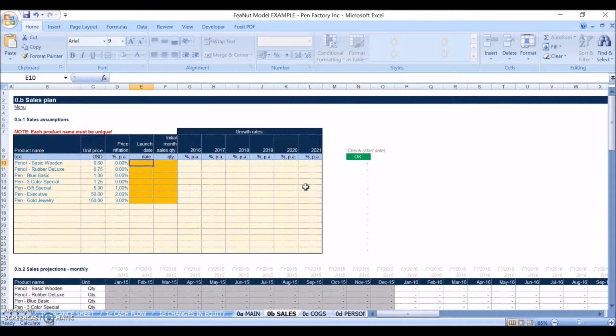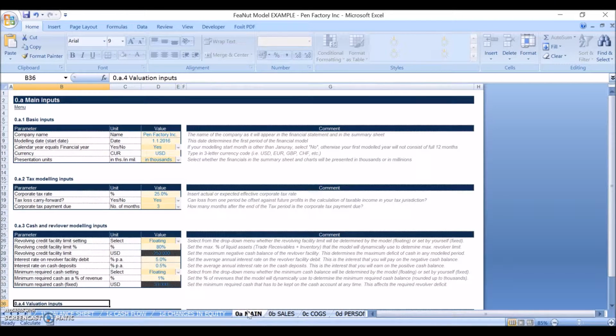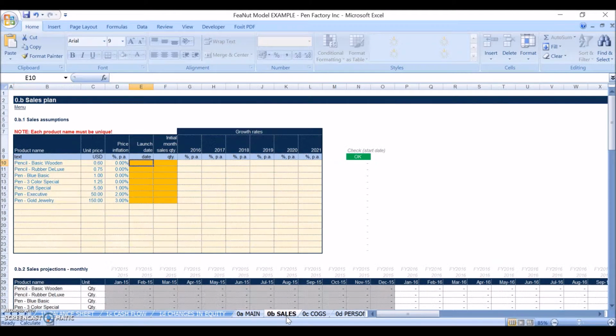Launch date. So let's say our model starts in January 2016. That's based on the start date of the model that you provide in the main inputs worksheet. Based on the date that you provide in here, if I go back to the sales worksheet, you can see that in here these individual months are updated based on that date provided in the main inputs worksheet. So the launch of our product should not be earlier than the first period of our model.